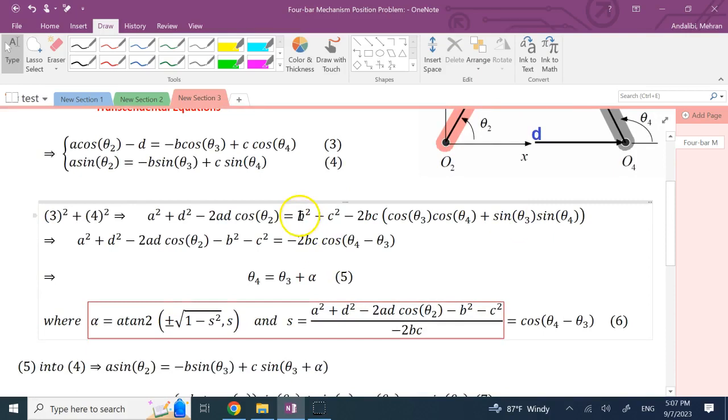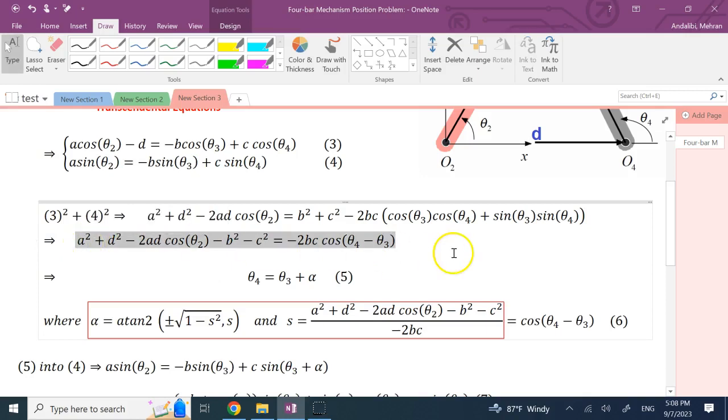Now what do I do? I bring these two constants to the left-hand side, because now my left-hand side is entirely known. It's based on the size of the links and angle theta 2. On the right-hand side, I use the trig identity, which says cosine A cosine B plus sine A sine B is cosine of A minus B. And this is exactly what you see I have done here. So that is cosine of theta 4 minus theta 3, or theta 3 minus theta 4. They are the same thing, right? Cosine is an even function. So now I got this equation.